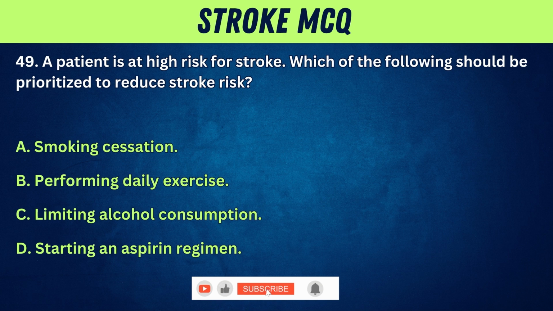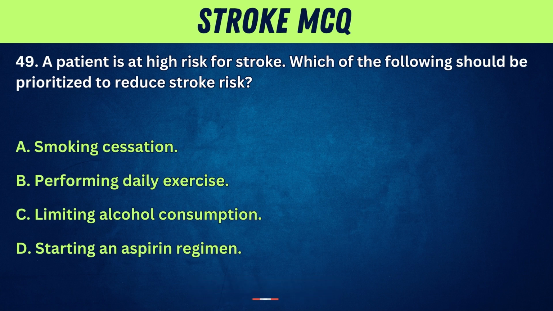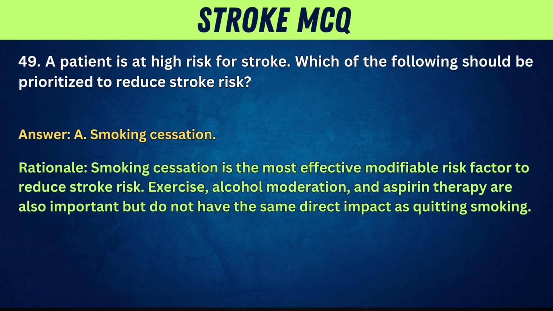49. A patient is at high risk for stroke. Which of the following should be prioritized to reduce stroke risk? A. Smoking cessation. B. Performing daily exercise. C. Limiting alcohol consumption. D. Starting an aspirin regimen. Answer: A.